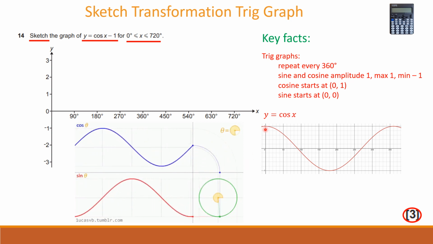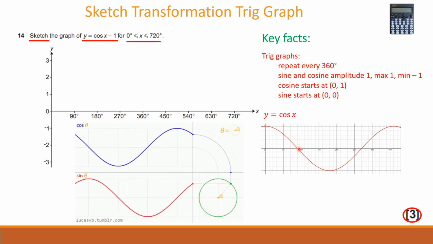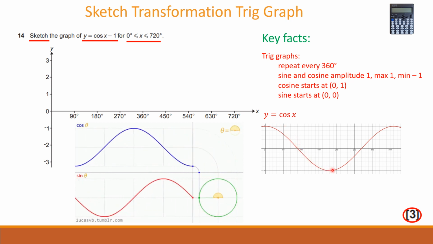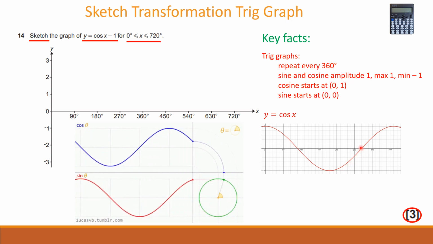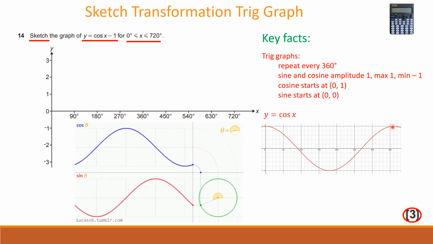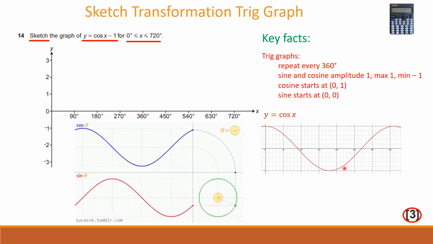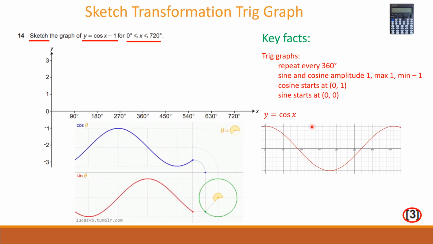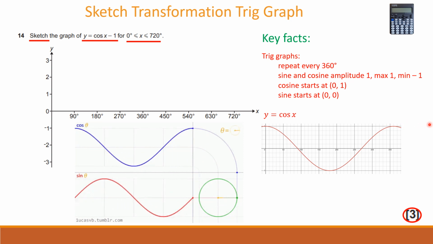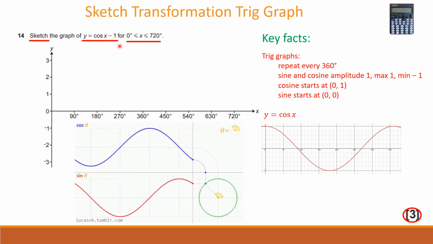Now, the cos curve starts at the coordinate 0, 1. It comes down and hits the axis here at 90. Then at 180 it hits the bottom. Then at 270 it comes back to the axis. And then at the top it goes back up to 360 at the point 1. So this curve will repeat between 0 and 360, and it'll do exactly the same when we go between 360 and 720. But the graph you've got to draw is the graph of cos x take away 1.